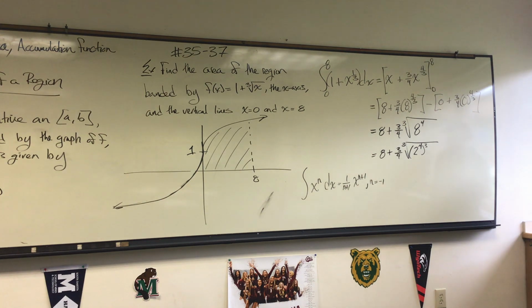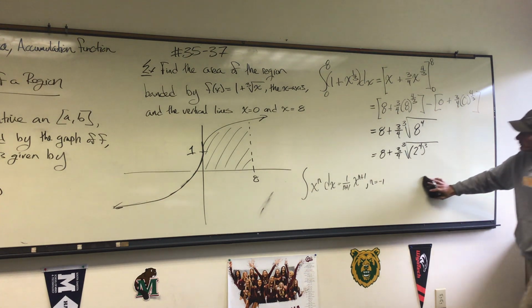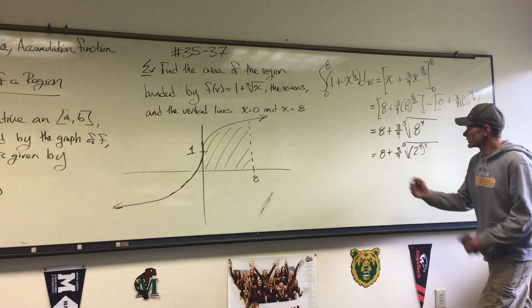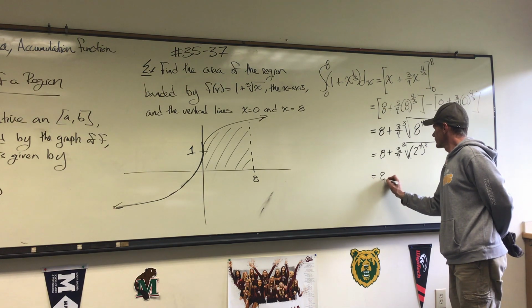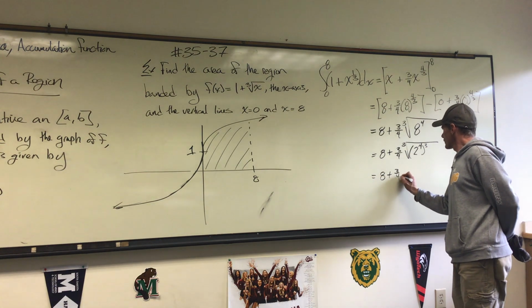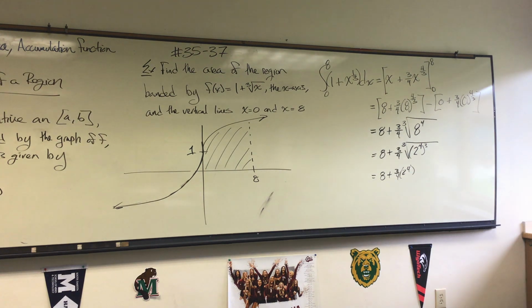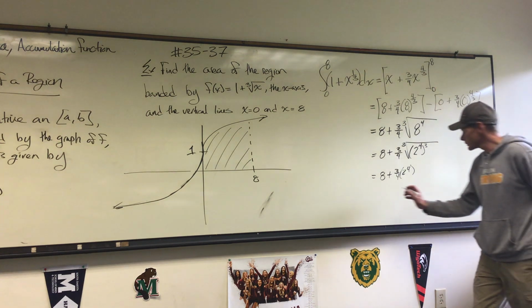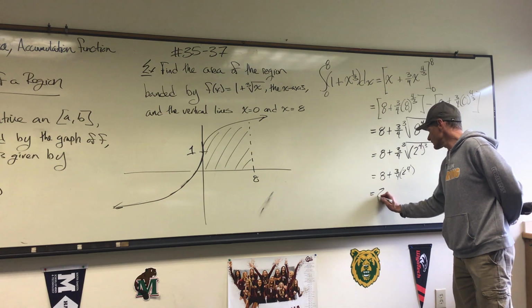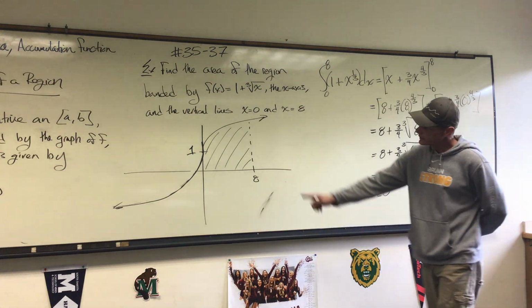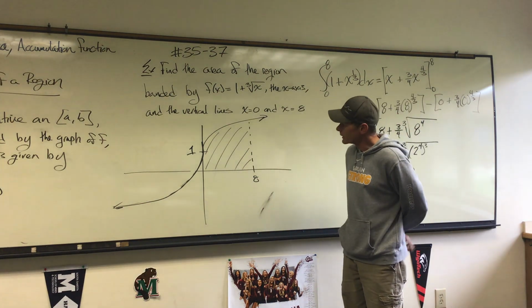And now I can take the cube root rather simply. And we have 8 plus 3/4 times 2 raised to the 4th. 2 raised to the 4th is 16. 3/4 of 16 is 12. So 8 plus 12, or 20 square units, is the area of that bad boy.